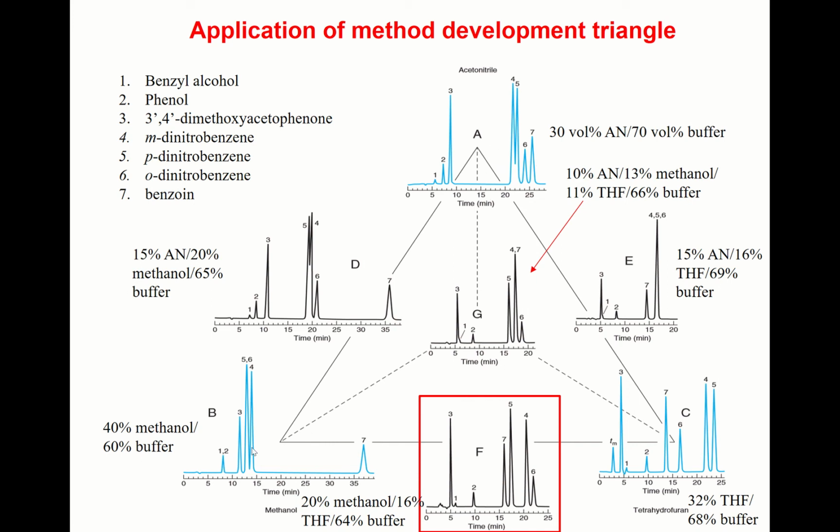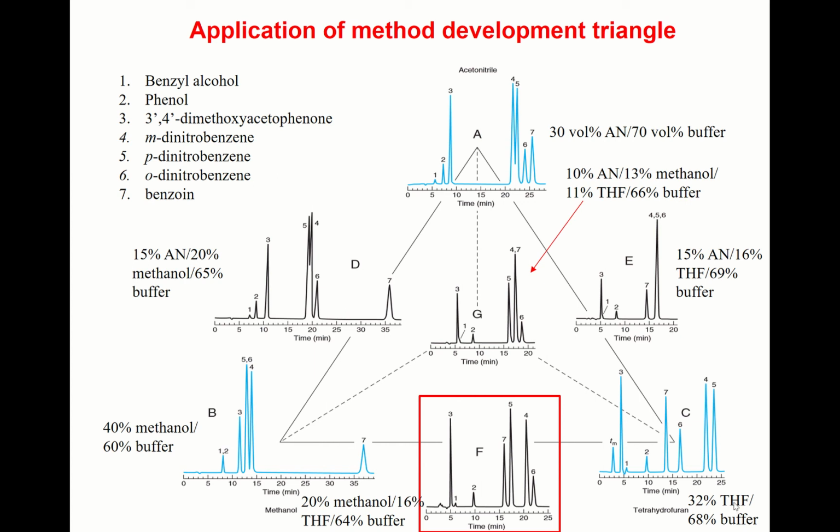You understand, and then you get this chromatogram. Look at this chromatogram: 1 and 2 are not well separated. Already the methanol and aqueous buffer is not a good combination. And 4, 5, and 6 are also not well separated. And then move to C. The C is the THF.